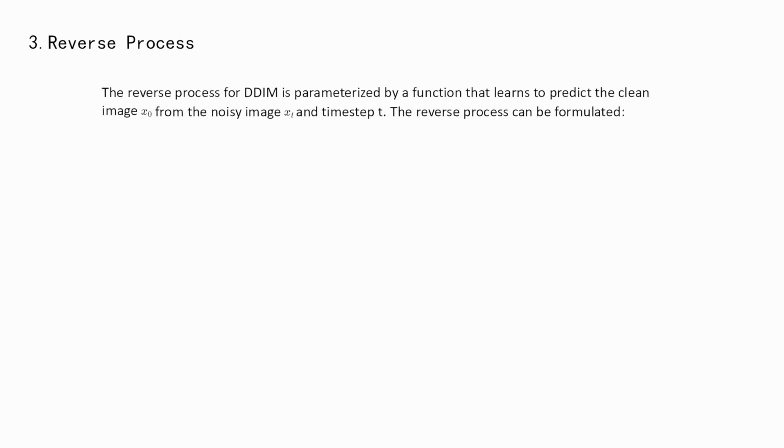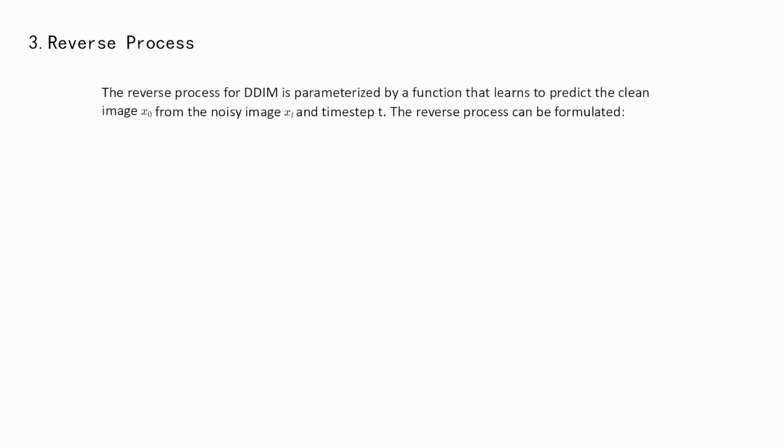Reverse process. The reverse process aims to generate x0 from xt by gradually removing the noise at each time step. This reverse process is typically modeled as a denoising autoencoder. In DDIM, we model the reverse diffusion as an implicit process, which involves fewer sampling steps compared to the standard DDPM approach. The reverse process for DDIM is parameterized by a function that learns to predict the clean image x0 from the noisy image xt and time step t.